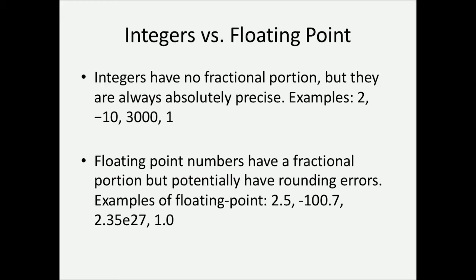Floating point numbers are very similar. They can be positive, negative, 0, but they can contain fractional portions. And that's important. Sometimes 2.5, you cannot represent that as an integer. You can certainly represent that as a floating point number.